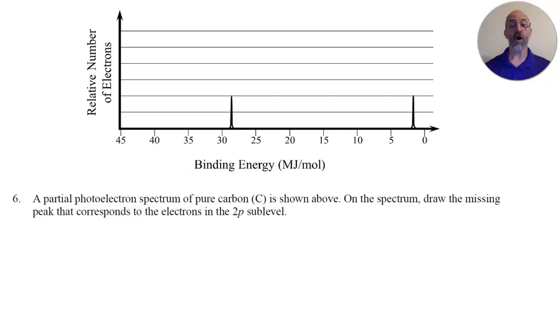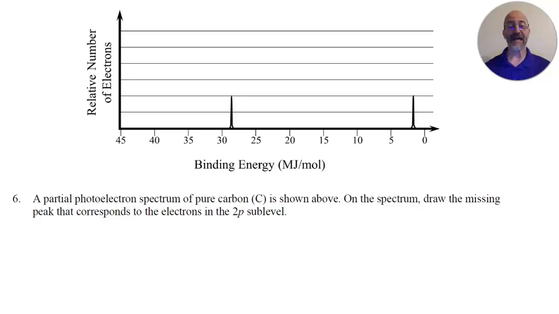On the spectrum, draw the missing peak that corresponds to the electrons in the 2p sublevel. Now, if you've never seen a photoelectron spectrum diagram before, there are some important details to pay attention to. Let's start with the y-axis. The y-axis is labeled as relative number of electrons. So that means that each peak in the photoelectron spectrum diagram represents the number of electrons in that particular subshell.